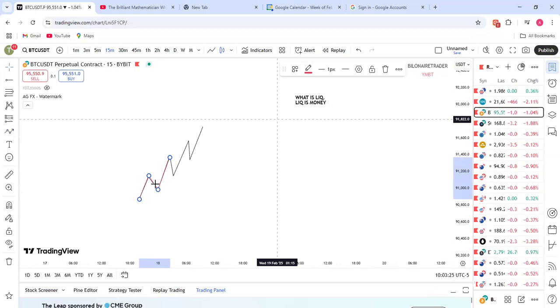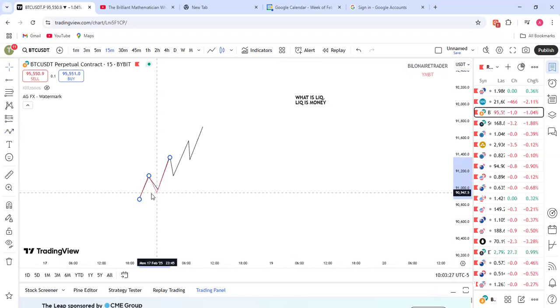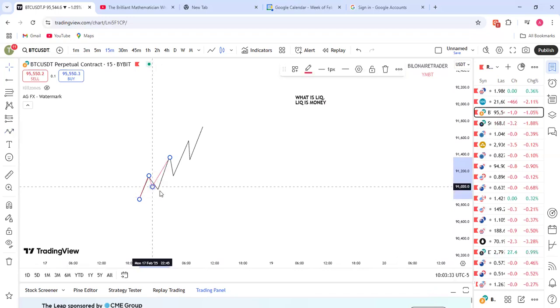That's it. Why didn't this market come to this? Why didn't it come down a little more? Why didn't it stay somewhere here? Why is it at this point that the market got to, then it pumped up? That is why we need to understand liquidity.